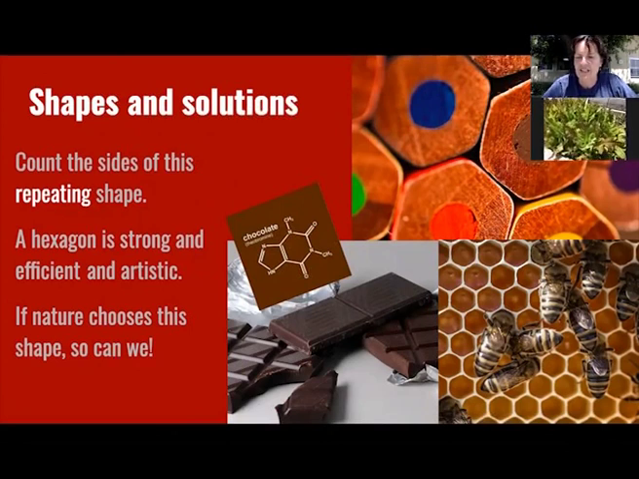1, 2, 3, 4, 5, 6. 6 sides makes a shape called a hexagon. And what do you think of when you look at that hexagon? It's a shape that's known for being very efficient. You can fit lots of spaces very tightly together when you use a hexagon shape for the sides. It's also known as being a strong shape, and I think quite beautiful.